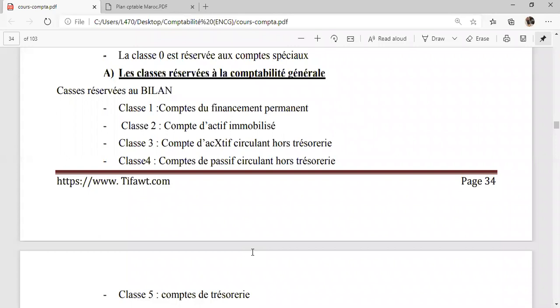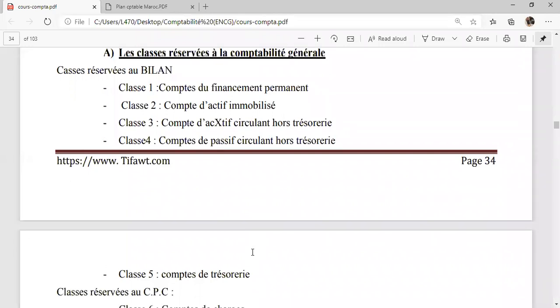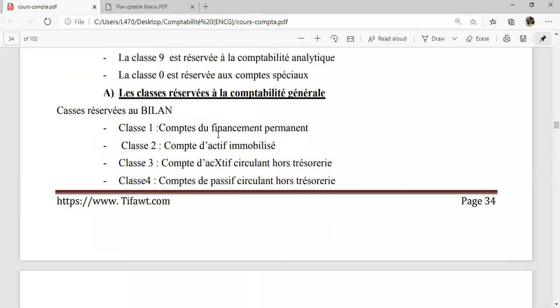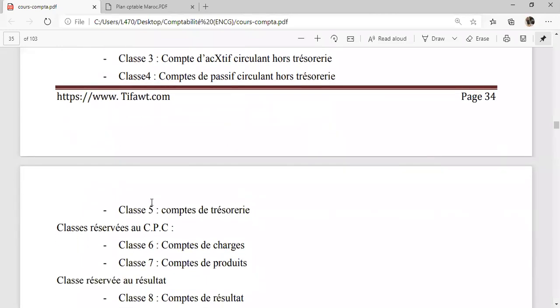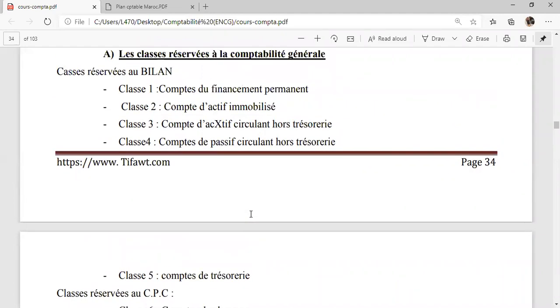And we move on to compte de financement permanent, compte d'actifs immobilisés, compte d'actifs circulants hors trésorerie, compte de passifs circulants hors trésorerie, and lastly we have compte de trésorerie. I think I have repeatedly explained what each of these are. I see no need to repeat unless otherwise.